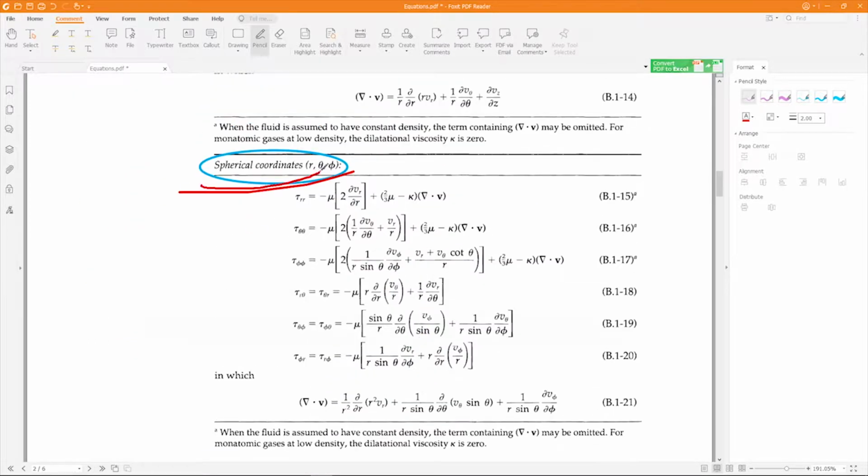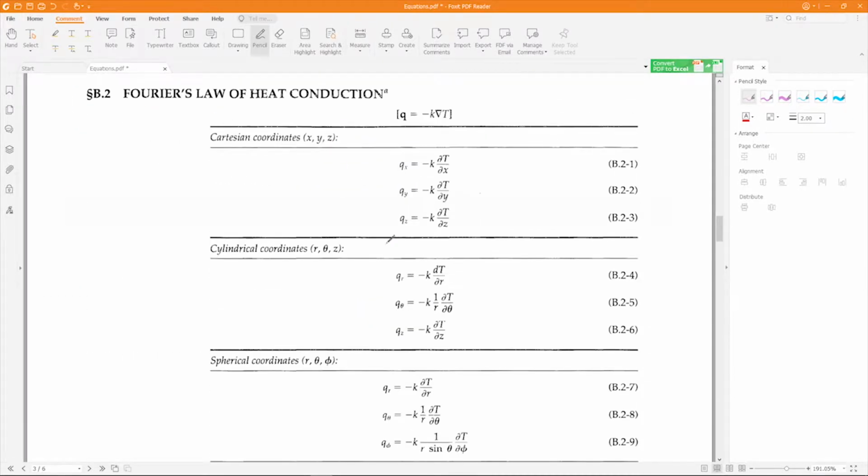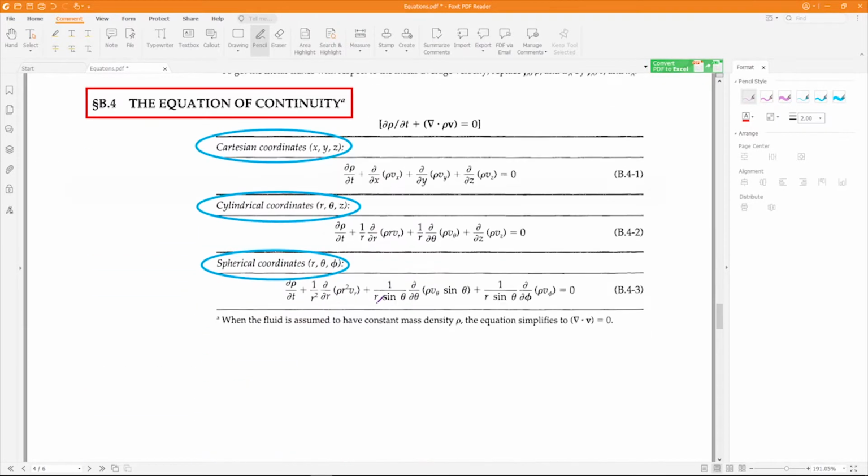Similarly, in spherical coordinates, we haven't solved a problem yet, but I will try to show one example. You can similarly use these equations. If rho is constant, this will become 0. This will become 0. Other values you can calculate. Okay. So this is the law of heat transfer. We will come to this when we study heat transfer.